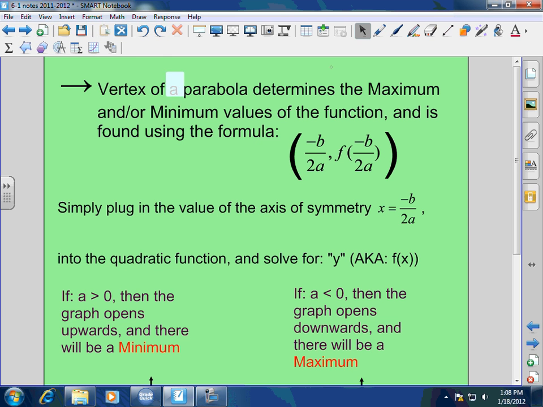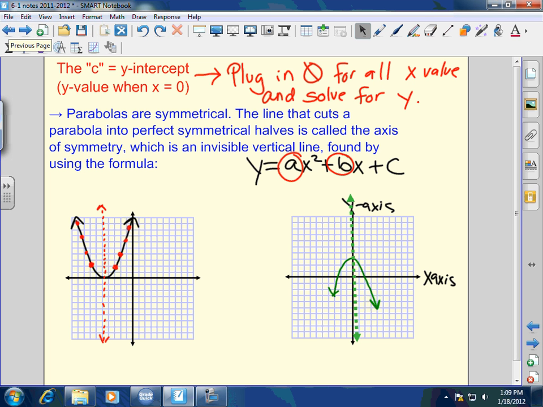All right. Now, vertex. The vertex of a parabola determines the maximum or minimum values of the function. In fact, let me go back for 1 second. Wait, sir, hold on. See this point here that I'm marking in blue? Isn't that kind of like the swivel point? Isn't that the point that's going to determine either I'm going up to the right or up to the left? It's the swivel point, right?